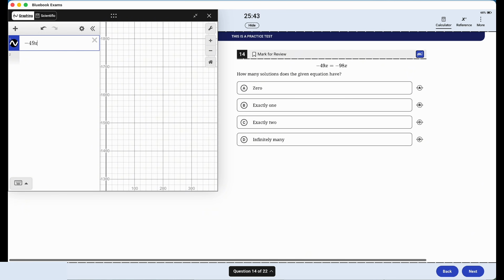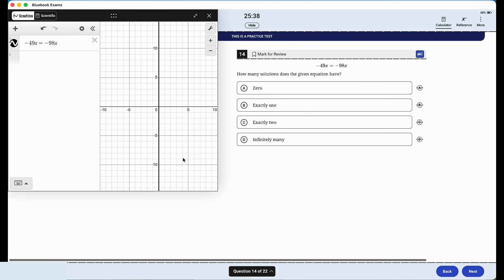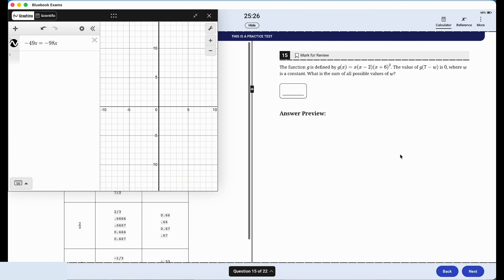Next one, how many solutions does this equation have, right? So you type this in, negative 49x, negative 98x, right? What do we see? You see one line, right? So there's one solution, right? The solution is 0, right? So we saw that in the first one, it had no solutions, it was a quadratic, right? But this one has one solution, right?